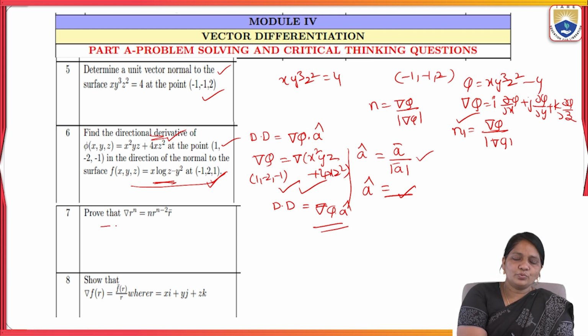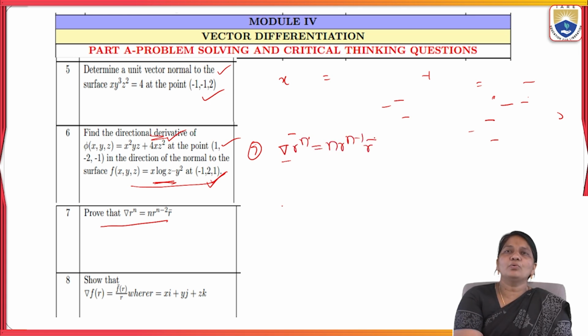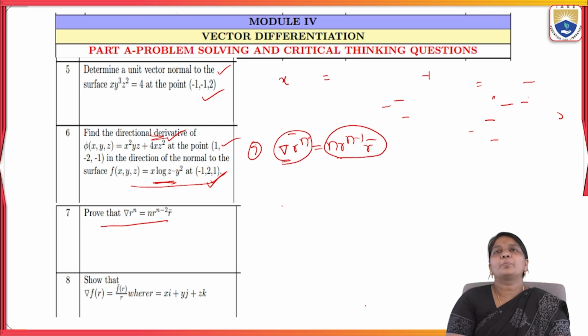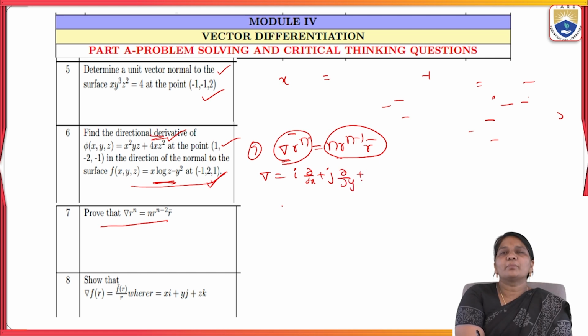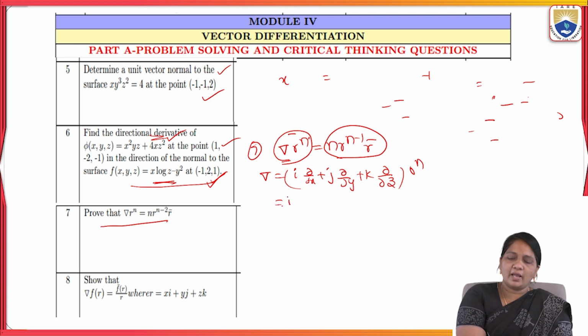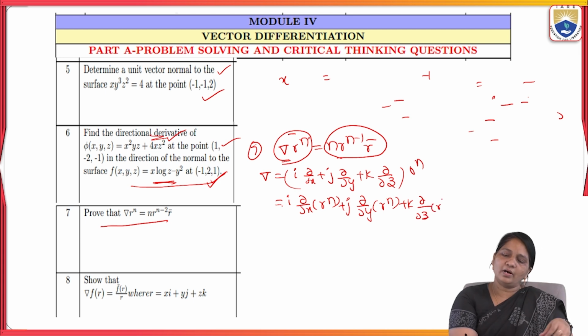And see here, prove that. See the seventh one, what they are asking: prove that del r power n equal to n into r power n minus 1 into r bar. So here del r power n value should be equal to n into r power n minus 1 into r bar. So what is the del meaning? i into dou by dou x plus j into dou by dou y plus k into dou by dou z into r power n. That means i dou by dou x of r power n plus j dou by dou y of r power n plus k dou by dou z of r power n.